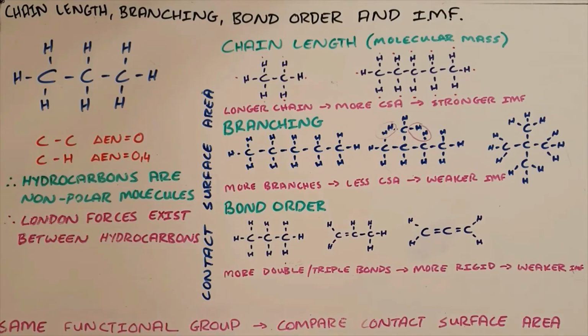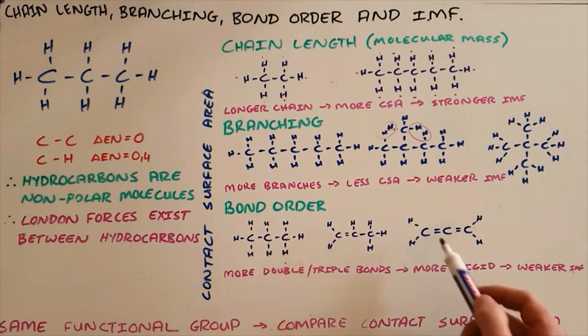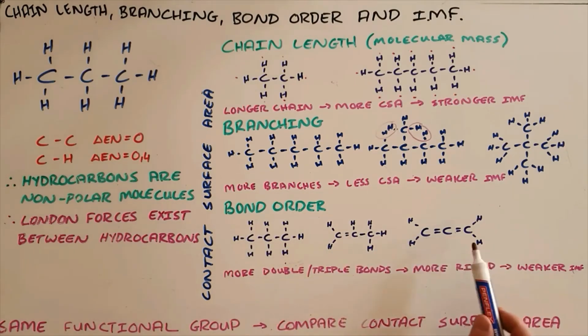The third possible change is the bond order, and bond order refers to multiple bonds, those being double or triple bonds. So what we can see here, we have three carbon chains, each of them with three carbons in them, but the first carbon chain does not have a single double bond in it. The second carbon chain has one double bond and the third carbon chain has two double bonds.